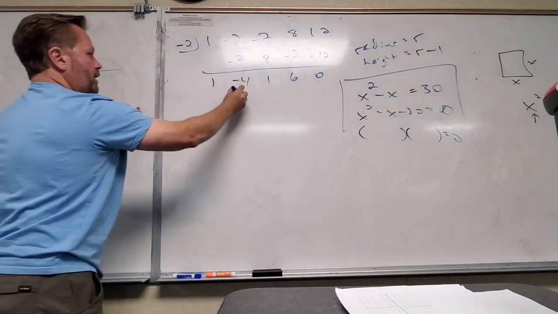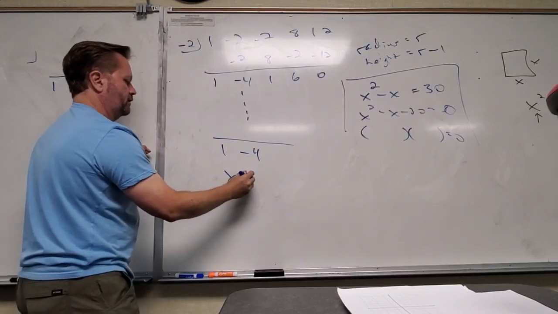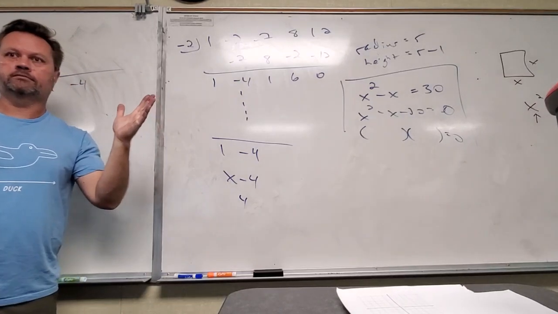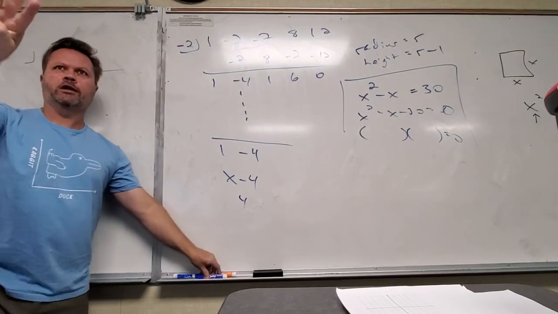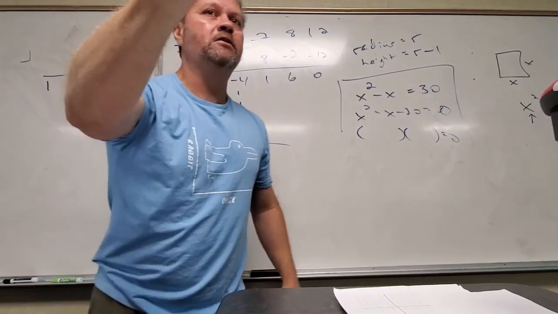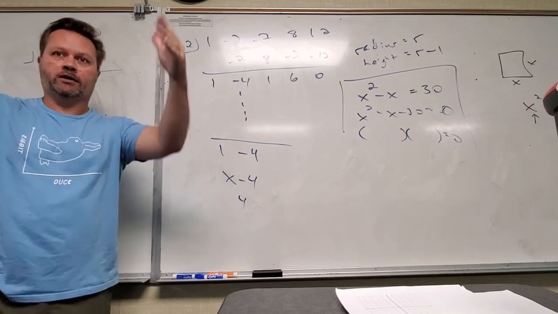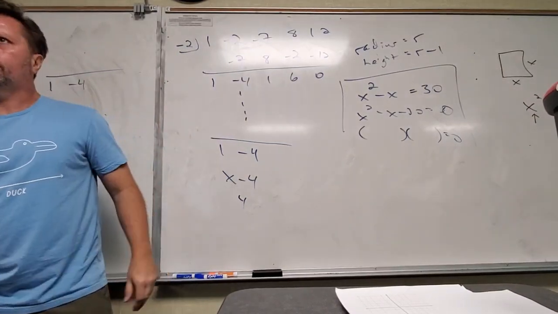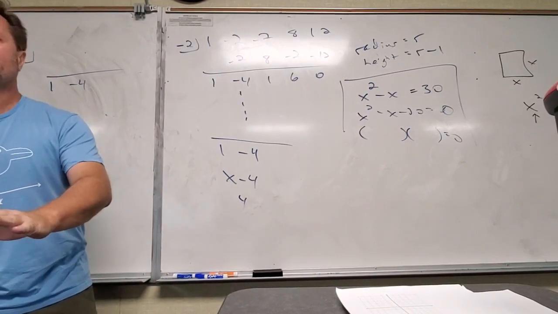And if you do synthetic and you get to the point where you have like 1, -4, that means x minus 4, which means another root is 4. Do you see what I mean? So if you have a 4th degree and you found 3 answers, that means you found 4, because the last one is just sitting there waiting for you to look at it. Does that make sense? You guys sort of with me?